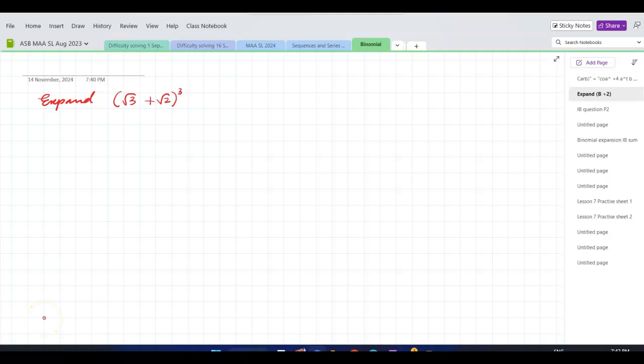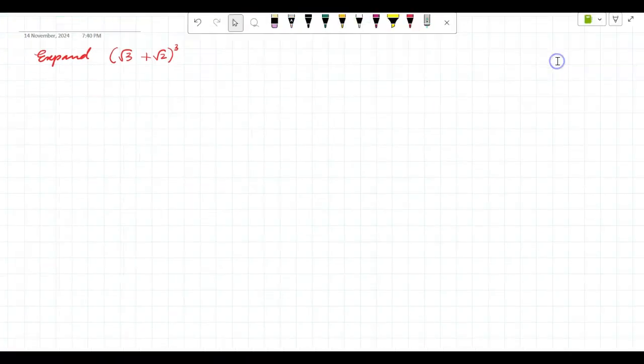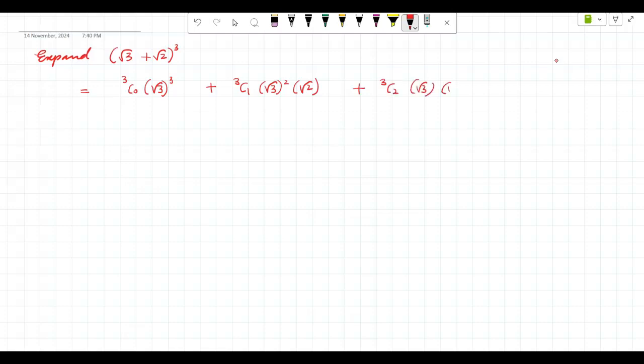So if you are doing the binomial expansion for this, what do you do? Tell me. The power of the first term will keep on decreasing. So that's 3c0 root 3 cube plus 3c1 root 3 square into root 2 plus 3c2 root 3 into root 2 square plus 3c3 root 2 cube.